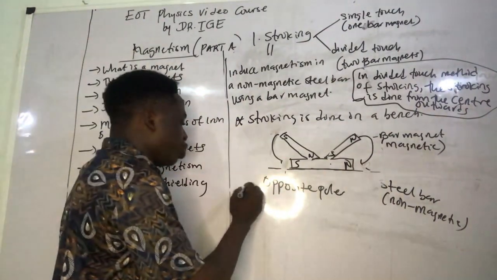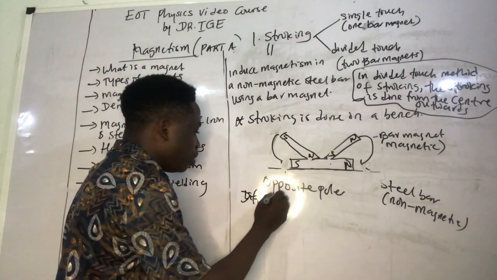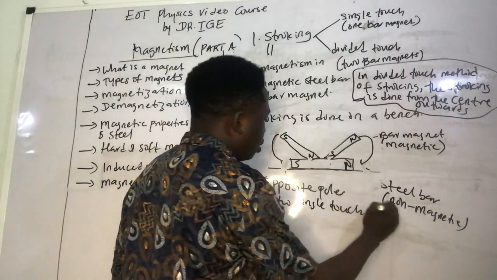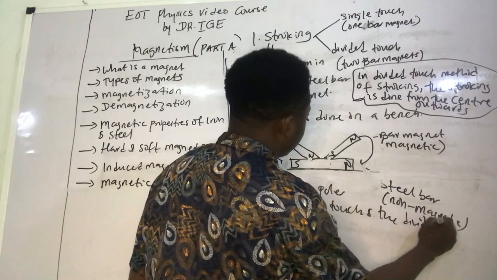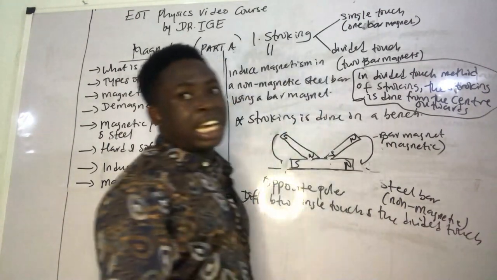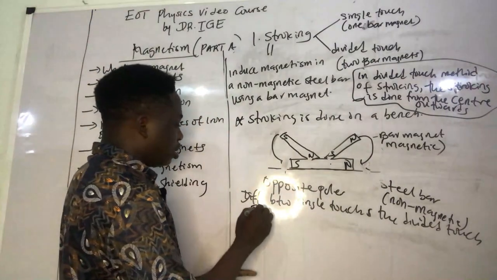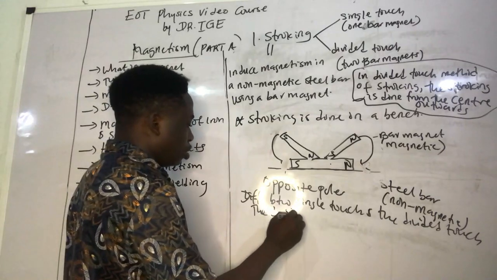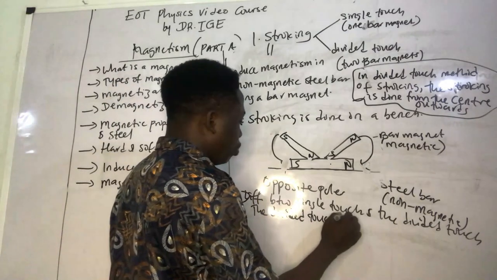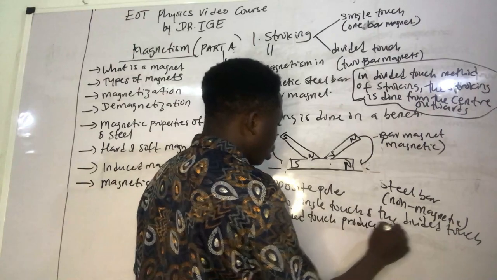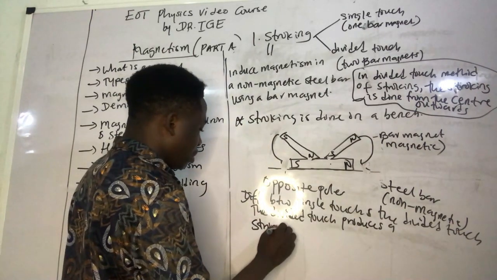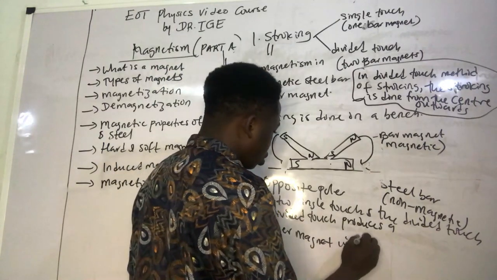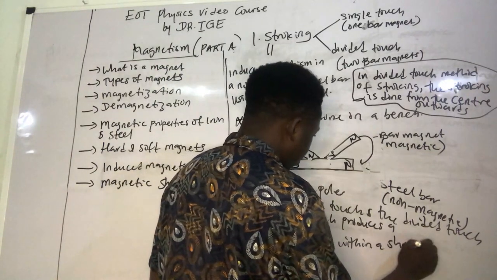So the difference between the single touch and the divided touch is that the divided touch produces a stronger magnet within a short time period.